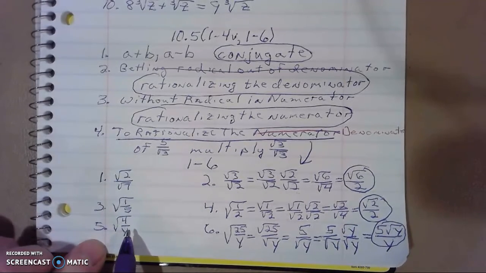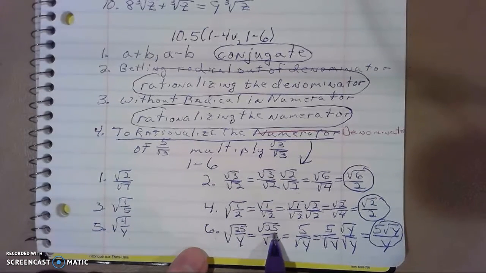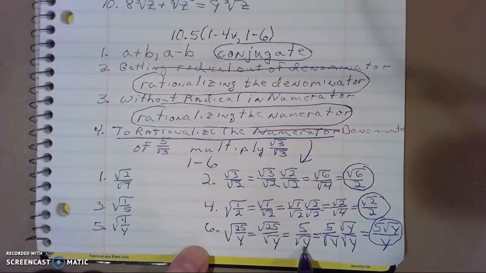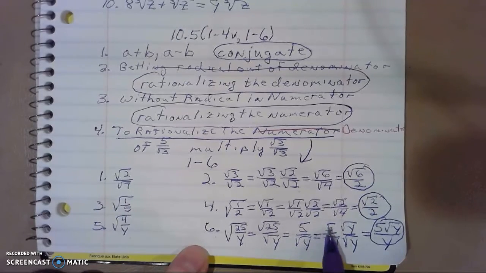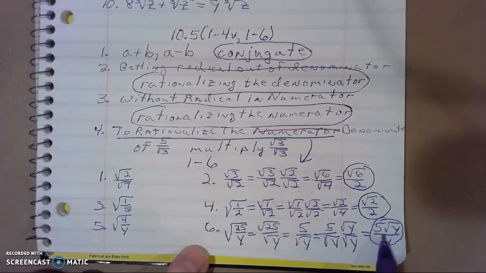Then, number 5, square root of 4 over y. Number 6, square root of 25 over y. We take the square root of the numerator, square root of 25, which is going to be 5. Then square root of y on the bottom to get rid of that radical on the bottom. That's rationalizing the denominator. 5 over the square root of y is multiplied by the square root of y over the square root of y. So you get 5 square root of y on top.